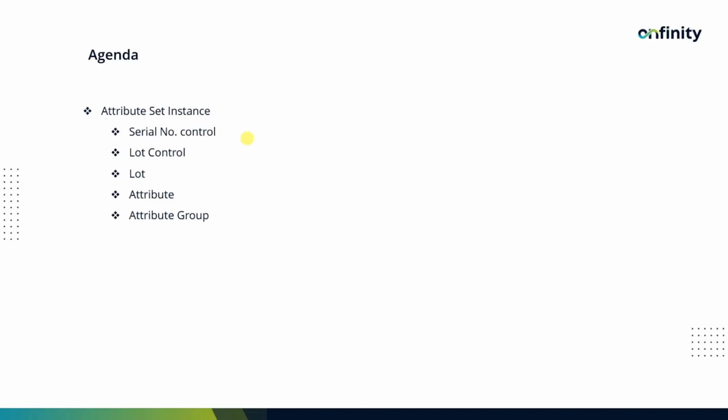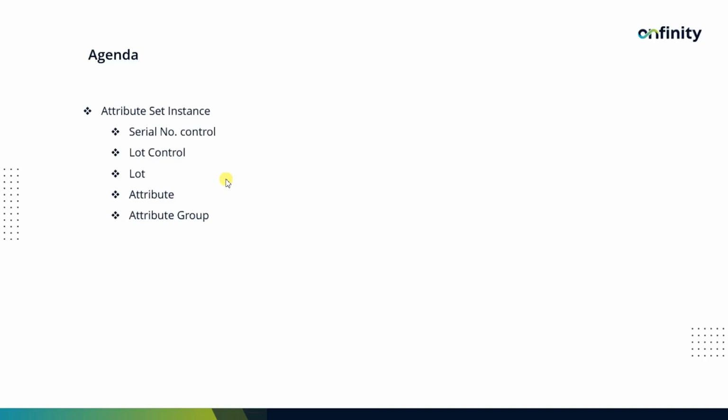We will begin by following this journey. First, we will cover serial number control. We will learn how each product can be given a unique serial number to track it from production to sales and even after-sales service. Next, we will explore how batches of products are managed using lot control. This is especially useful for industries where tracking by batches is critical, such as food, pharmaceuticals, and chemicals.